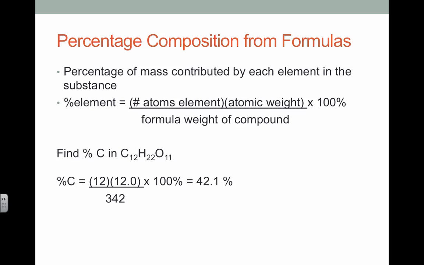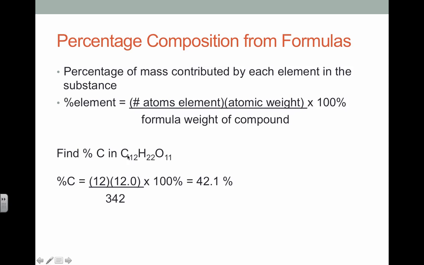class. We can also take formula weights and we can figure out percent compositions. So what we can do is look at individual elements in a substance, and take the mass of that element divided by the weight of the compound, the formula weight, and multiply it times 100% to get the percent composition. So down here I have an example of this. So let's say I want to know the percent composition of carbon in C12H22O11.